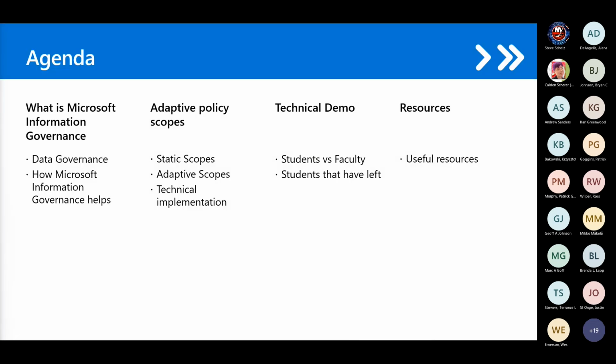So we're going to start out with a high-level overview of what Microsoft Information Governance is and where it's useful. Then we'll introduce that new capability I was talking about, adaptive scopes or adaptive policy scopes. We'll talk about what it is, how it's going to help add flexibility to deploying policies, and how it can enhance existing policy experience. And then we're going to do a live demo to showcase the power of adaptive policy scopes, which I tried to use some examples that you may run into in the education sector.